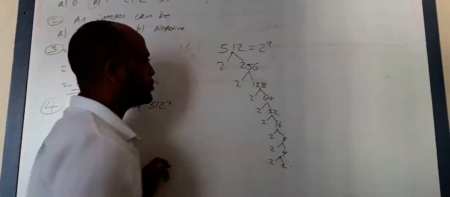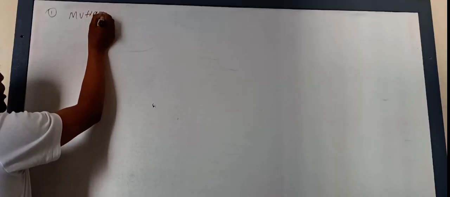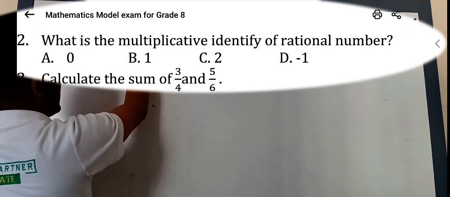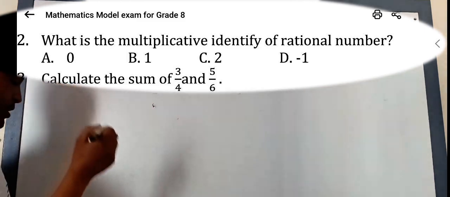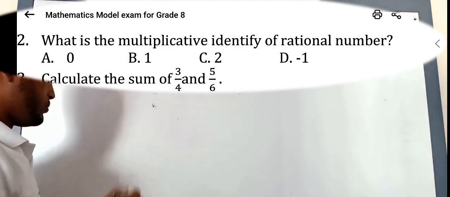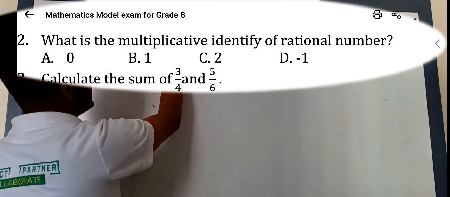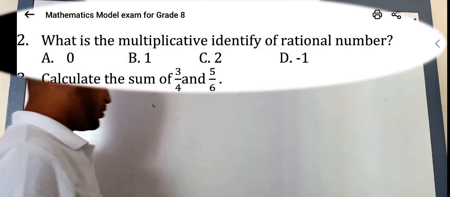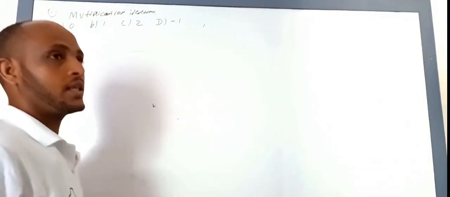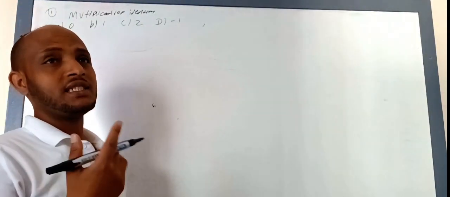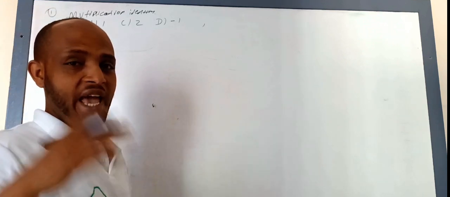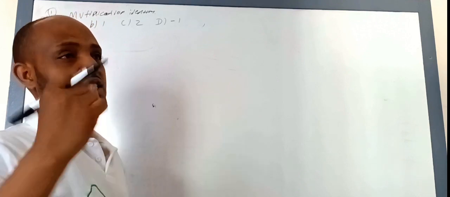So the first question is about the identity. A, 0; B, 1; C, 2; D, negative 1. So what's the multiplication identity? 1 is the multiplication identity. Why? If you multiply any number by 1, it will give you the number itself.